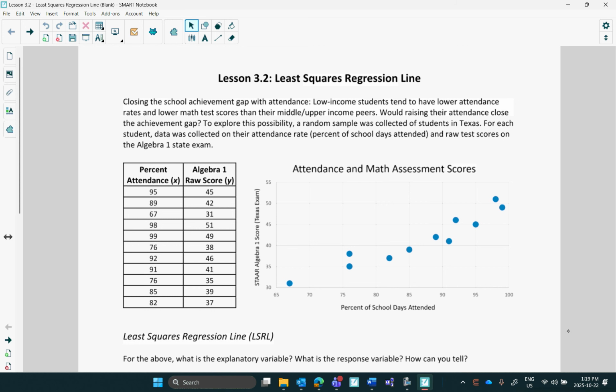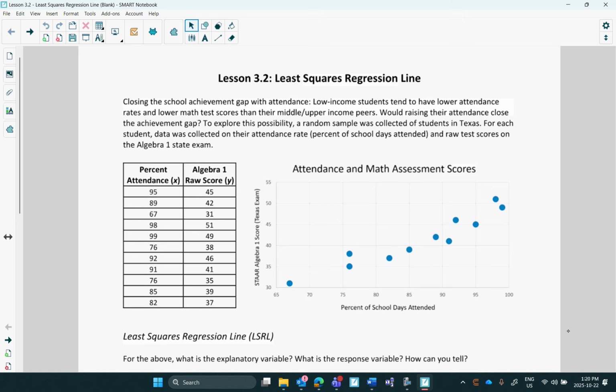This, we're going to dive a little deeper into the least squares regression line that I mentioned yesterday. Okay, and as has been done with most lessons this year, we have a problem that we can use to address the topics that we want to talk about in this lesson.